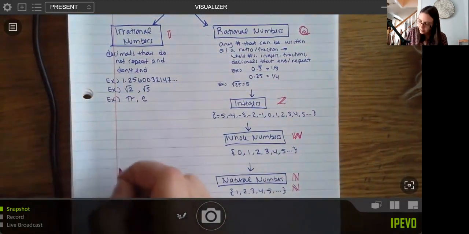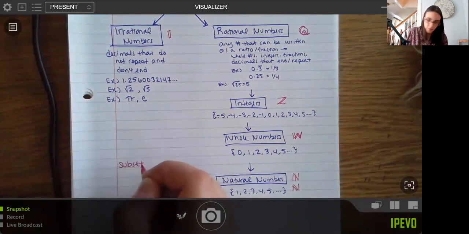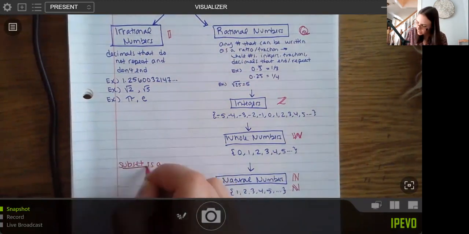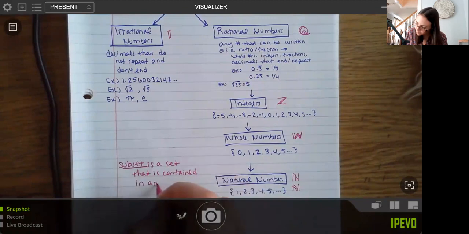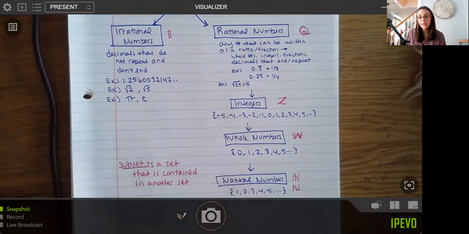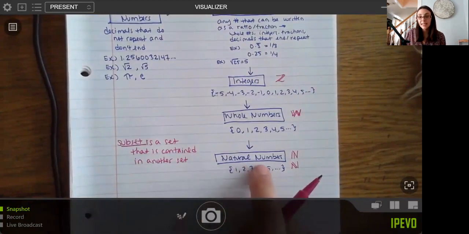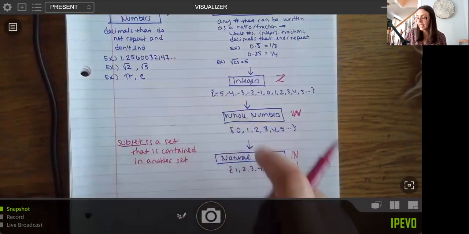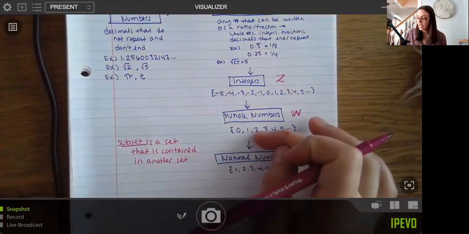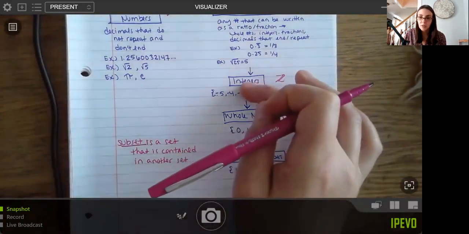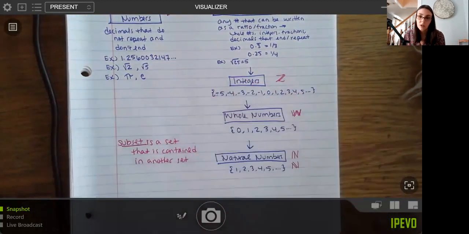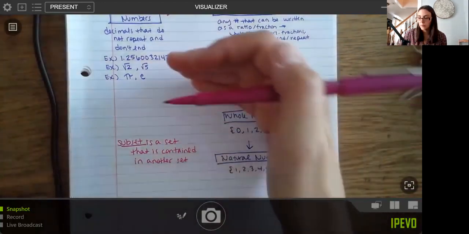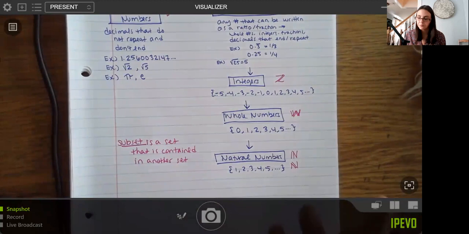So as a side note, a subset is a set that is contained in another set. So for instance, the natural numbers is a subset of the whole numbers because it's contained in the whole numbers. They're all included. And then the whole numbers are a subset of the integers, right? Because all the whole numbers are included in the integers. The natural numbers are also a subset of the integers. So these are all subsets really of each other. And all of these are subsets of the real numbers.